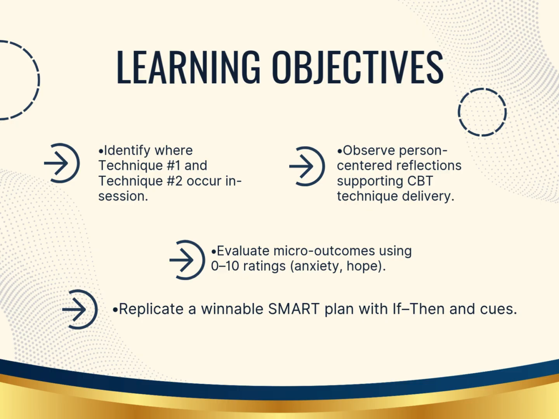Additionally, we're going to evaluate micro outcomes using a 0 to 10 rating scale. This will help us measure aspects like anxiety and hope, providing a clear picture of progress. And finally, we're going to aim to replicate a winnable SMART goal plan with if then scenarios and cues. This is about creating actionable steps that are clear and achievable.